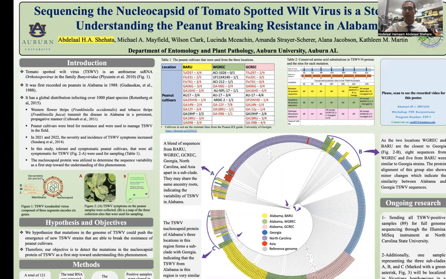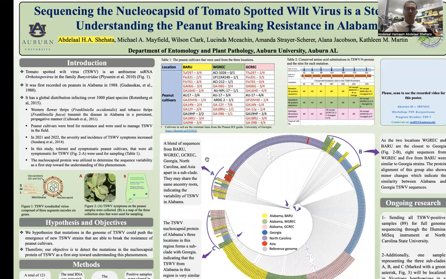So TSWV is an ambisense single-stranded RNA Orthotospovirus from the family Bunyaviridae. This virus family has both viruses that are able to infect plants and animals. So these share some characteristics between them.